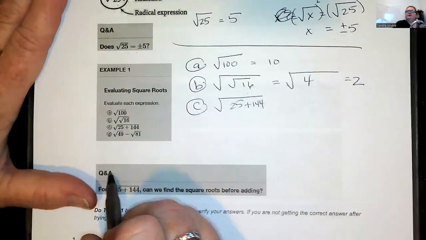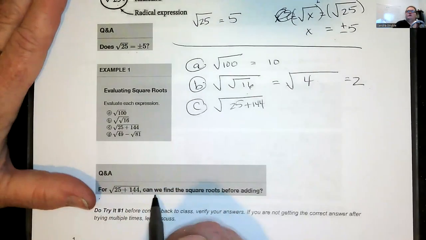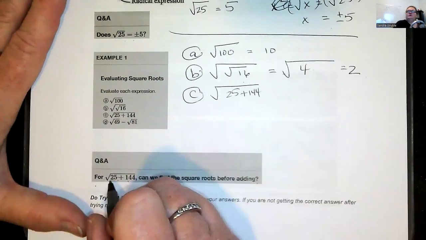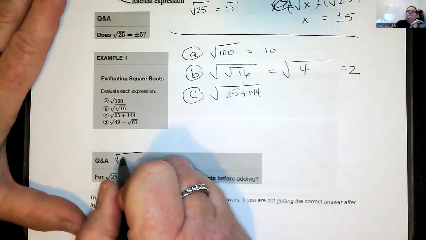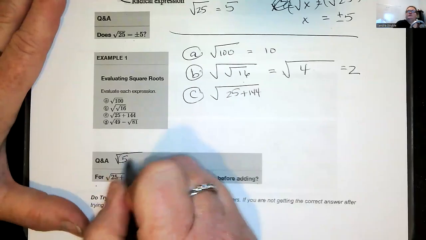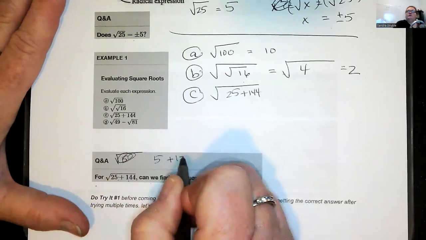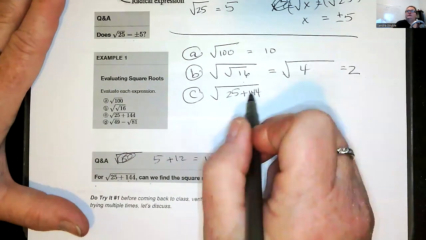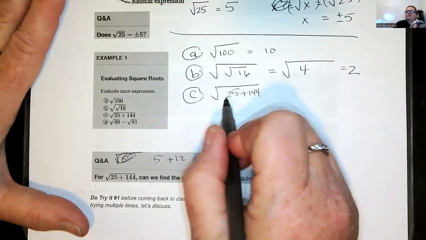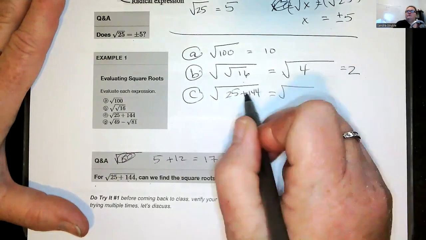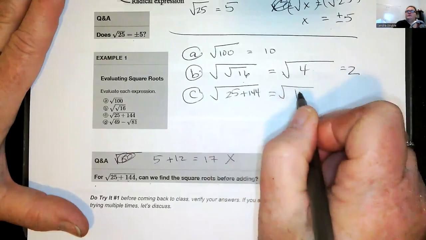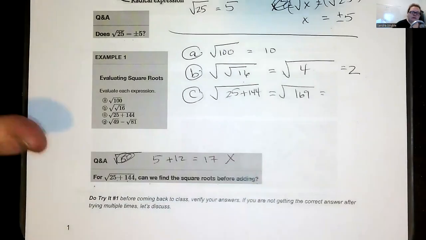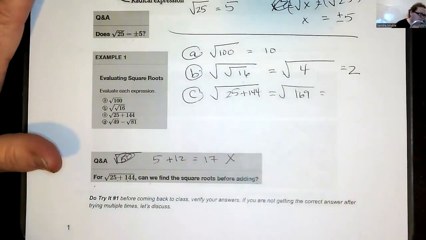Now, down here, it has a Q&A. For 25 plus 144, can we find the square roots before adding? That just means they're wanting to go, okay, the square root of 25 is 5, the square root of 144 is 12, so we would just have 5 plus 12 is equal to 17. Well, that is wrong. You have to add inside the square root first, and that gets you the square root of, what is that, 169? And the square root of 169 is 13. Yeah, it's 13.